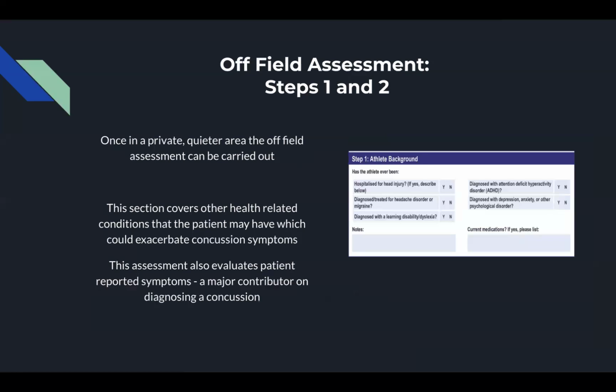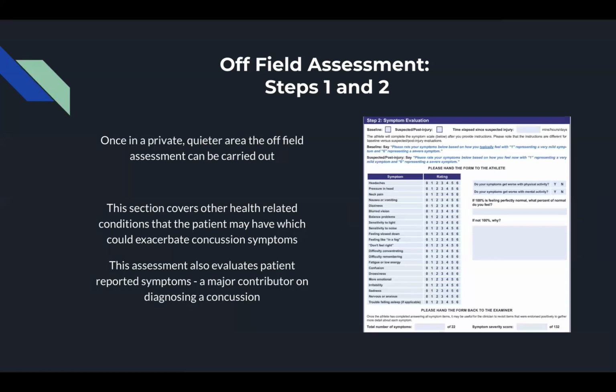So this section gets broken up into little steps. This one is the off-field assessment specifically. And we go first into the athlete background. As you can see, we're looking to see if they've ever been hospitalized for a head injury before. They'll indicate yes or no. We're also looking at if they've been diagnosed with any type of headache disorder, that being a main symptom within concussion injuries. We want to know, have they ever been diagnosed with a learning disability or dyslexia, ADHD, or any other depression, anxiety, or psychological disorders? And there are indications there in those comments, and current medications that they can put down.